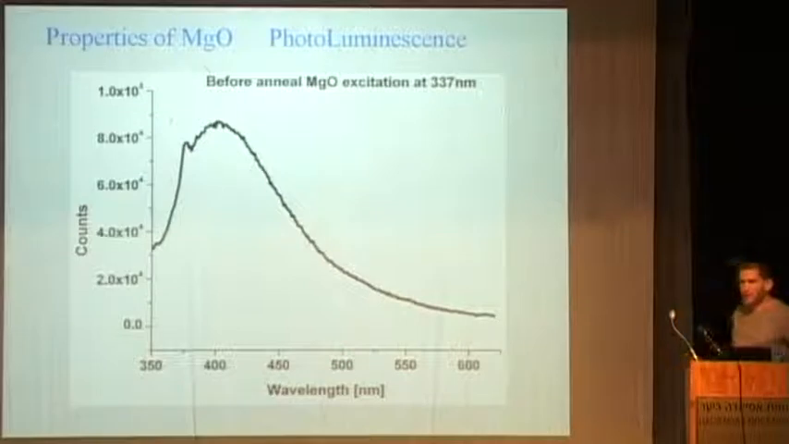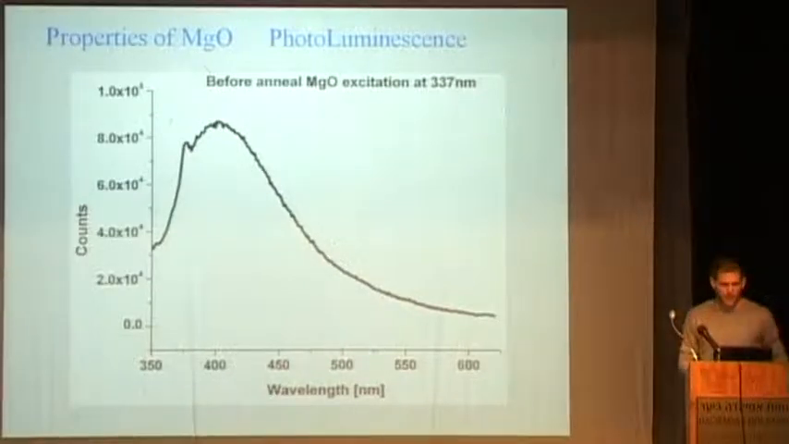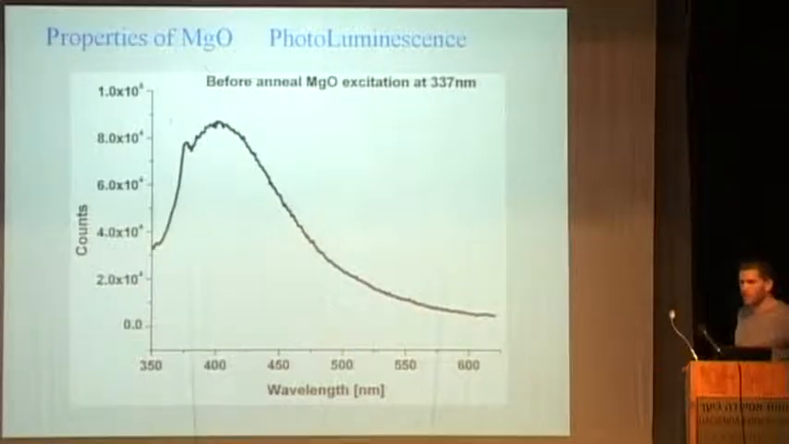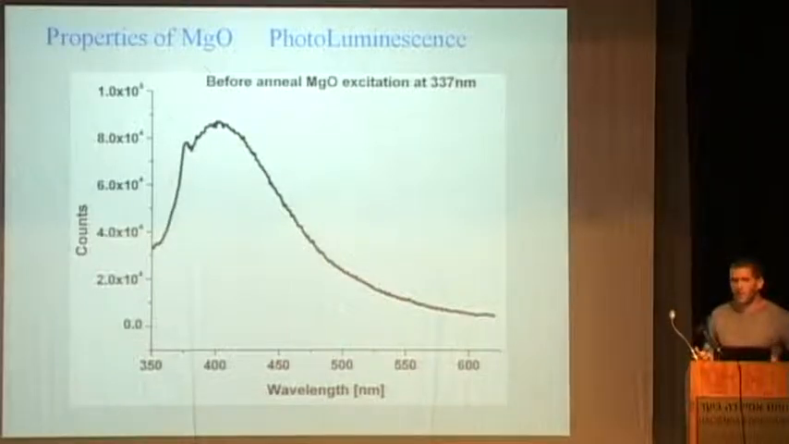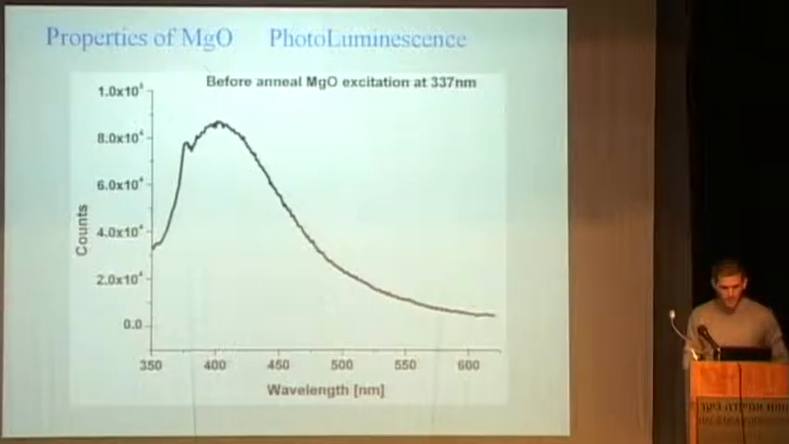Here we have a photoluminescence of the magnesium oxide before annealing. This was published only 6 months ago from a group in Berkeley, that someone was able to see photoluminescence from magnesium oxide nanoparticles.